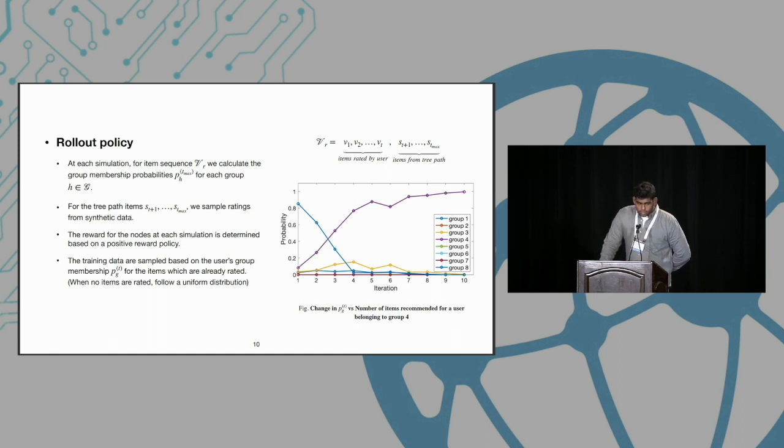As you can see, as more items are recommended, the graph shows the actual group membership or the likelihood of the user. We can see that the distribution converges to the actual group of the user. So we adopt this in our rollout policy, where we sample the ratings based on this distribution. As more and more items are recommended, we can make sure that our Monte Carlo Tree Search is using more synthetic ratings from the actual group which this user might belong to.